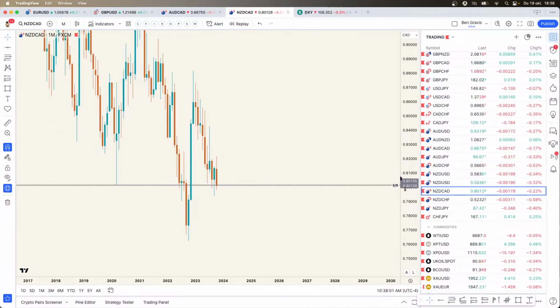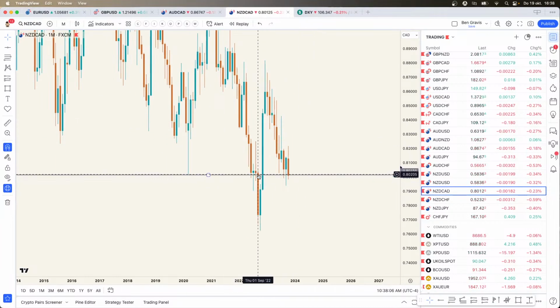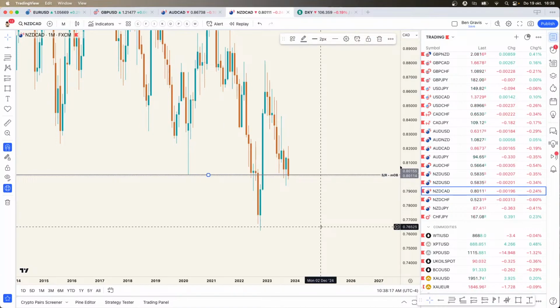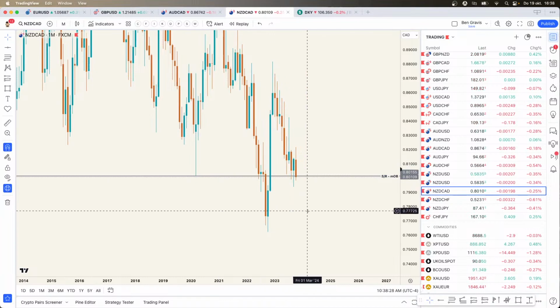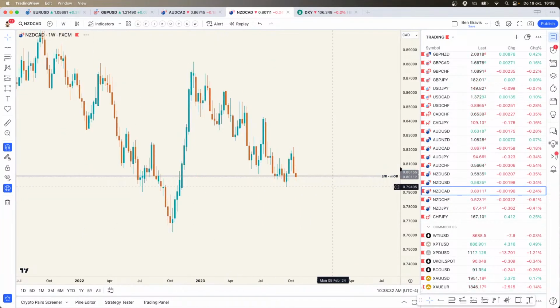Next to this level, we have a move taking out the high, leaving this monthly order block. So you have SR adding to the monthly order block. Now, the monthly is still showing downside movements. So we have to go into the weekly.